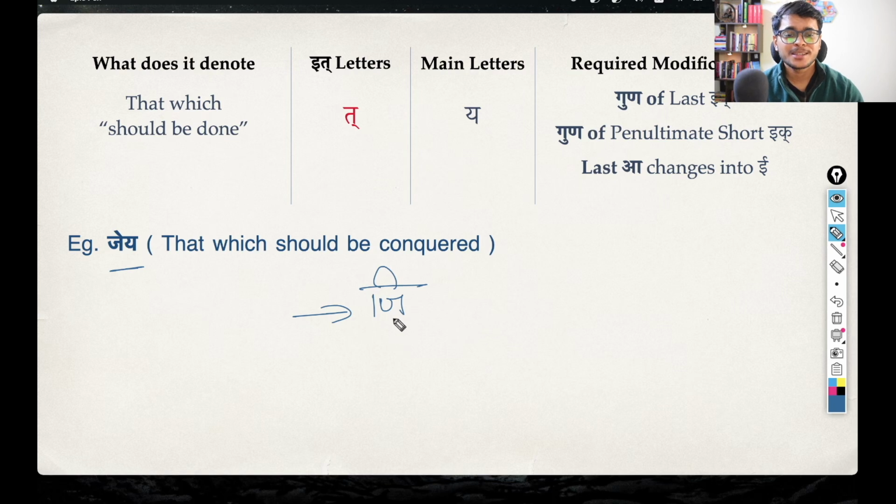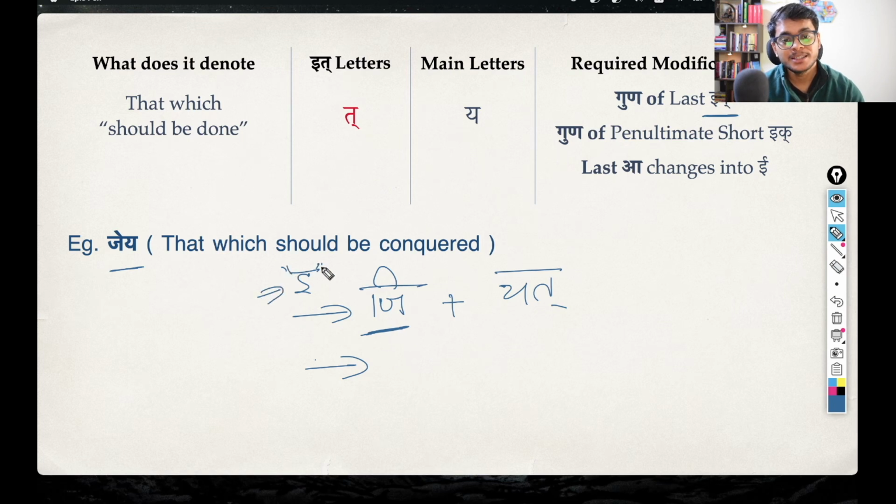Okay. And since this dhatu is ending with a vowel, it is ending with this i, right? So it is ending with a vowel. So we know it is going to take this yat suffix. It can be modified using yat suffix. And now in the next step, we will do the required modifications. So we know that the guna of last ik will happen. And since our dhatu here, ji, is ending with this i, and this i belongs to this ik pratyahara, it belongs to the simple vowels, so the guna of this i will happen.